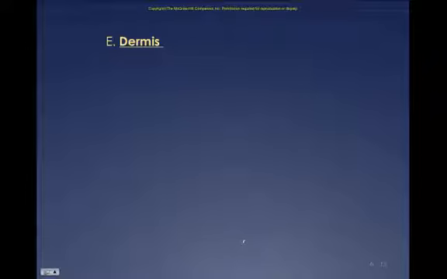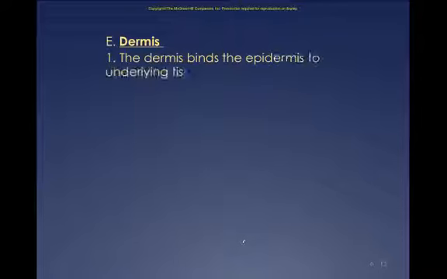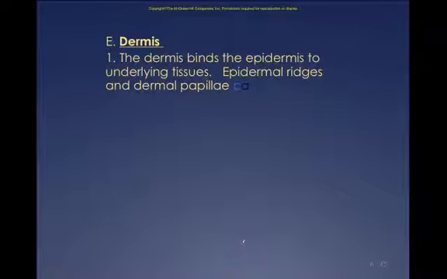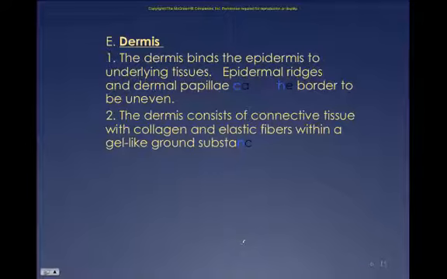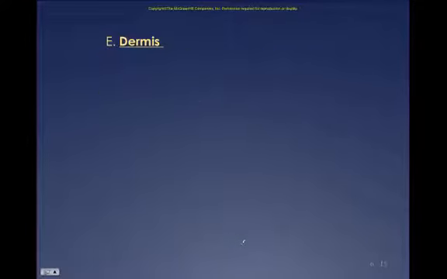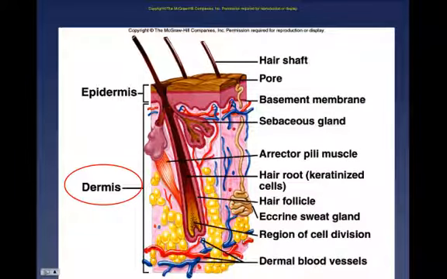Let's talk a little bit more now about the dermis. The dermis layer is important because it's what binds the epidermis to the underlying tissues. The dermis helps to hold the epidermis onto the tissues below. And the epidermal ridges that we just talked about are what we call dermal papilla. Whenever we use the term papilla, it means a finger-like structure.